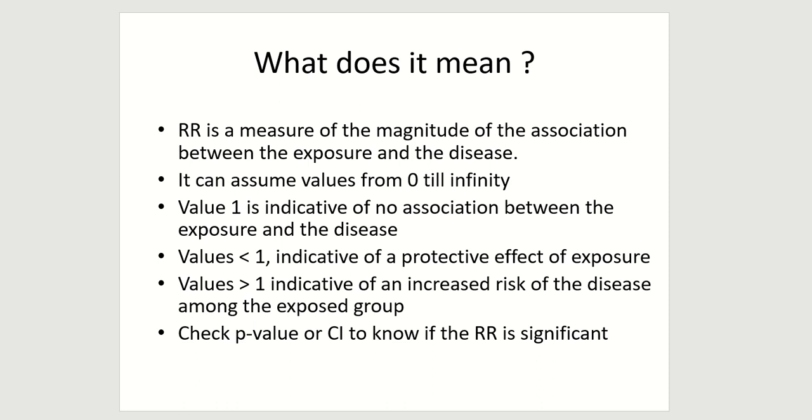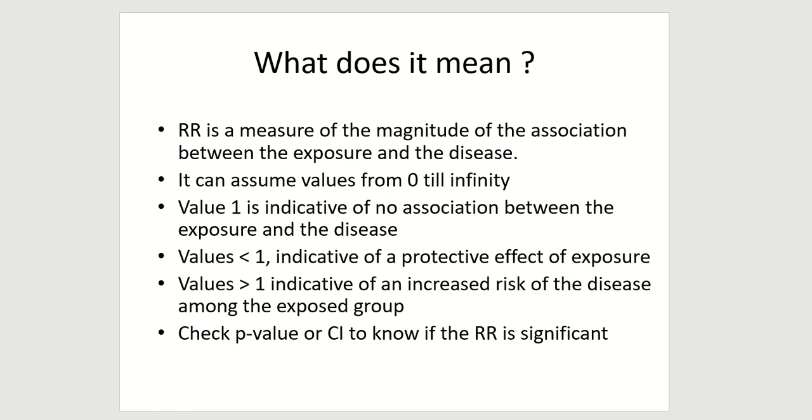So let's look at the second slide and see if that covers what we talked about. A relative risk is a measure of the magnitude of the association between the exposure and the disease. So it measures the magnitude. As the relative risk moves away from 1, the association between the exposure and the outcome is said to be stronger.